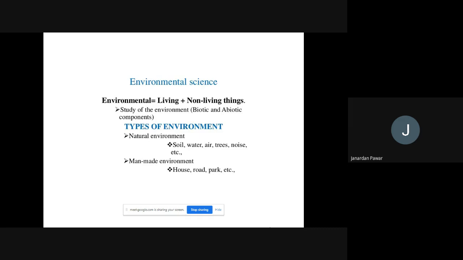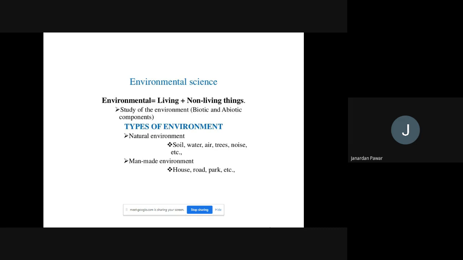So what we have studied from this particular slide is this. In environmental science, we study living things and we study non-living things. Living things can be called the biotic component, and non-living things can be called the abiotic component. Then we have studied the types of environment. There are two types of environments.